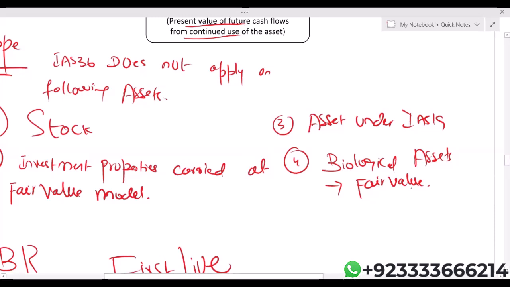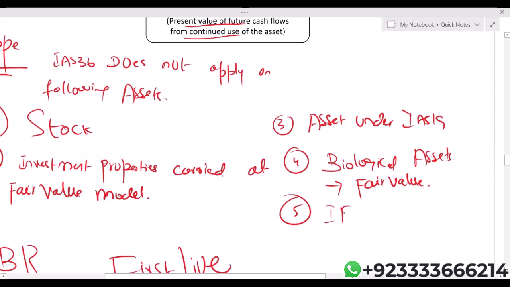But if you're keeping biological assets at the cost model, which you should not be, but let's say fair value is not reliably measurable, and assuming the organization is following the cost model. So the concept is, if a biological asset is carried at fair value, then IAS 36 is not applicable on those biological assets. But if you're following the cost model for your biological asset, then IAS 36 will apply. Like it happens in investment property. When investment property is carried at fair value, then IAS 36 is not applicable. But when investment property is carried at cost model, then IAS 36 is applicable.